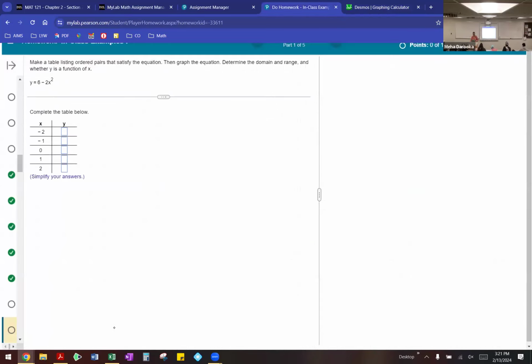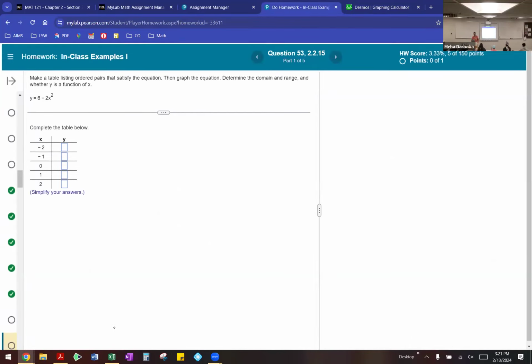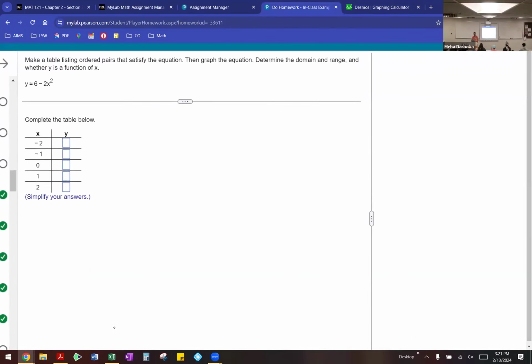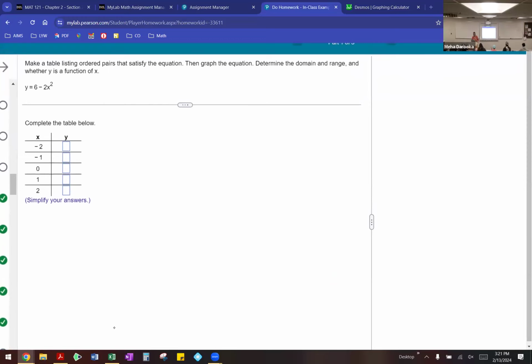All right, let's take a look at this one from our math. You are given y equals 6 minus 2x squared. Of course, we can see this is a second degree polynomial, so we know it's got to be a parabola. But let's see what kind of parabola we are going to have. They're already giving you the x values here. We just have to find their y values.